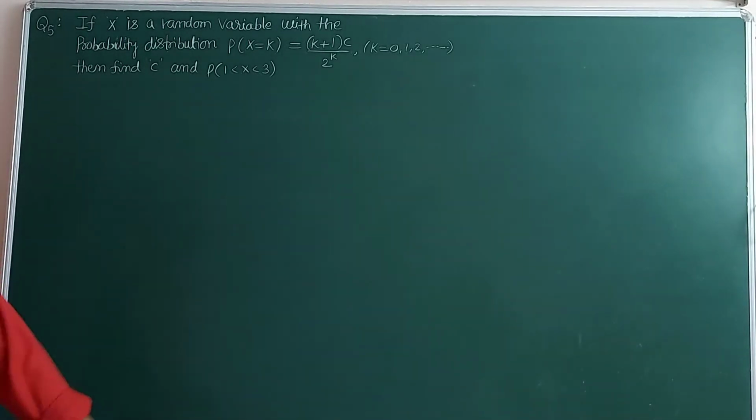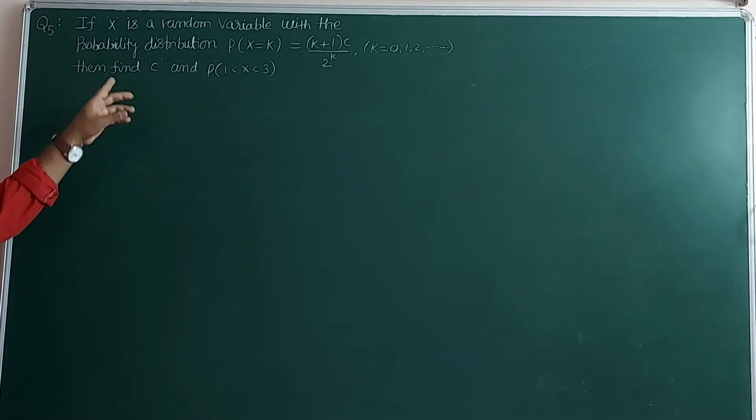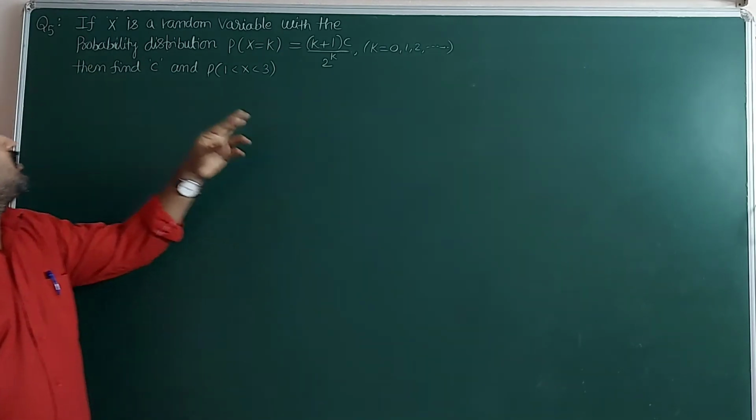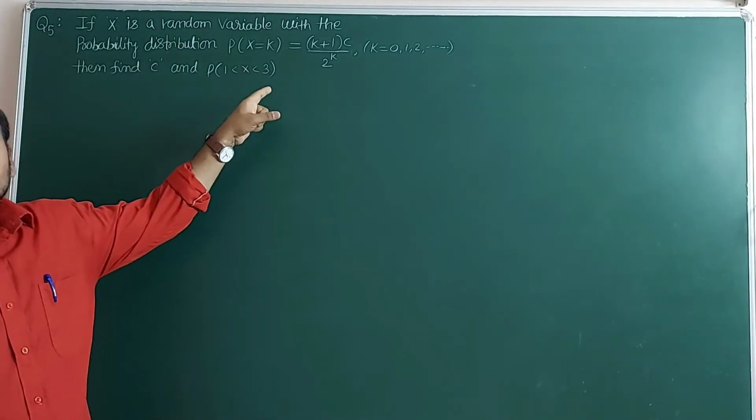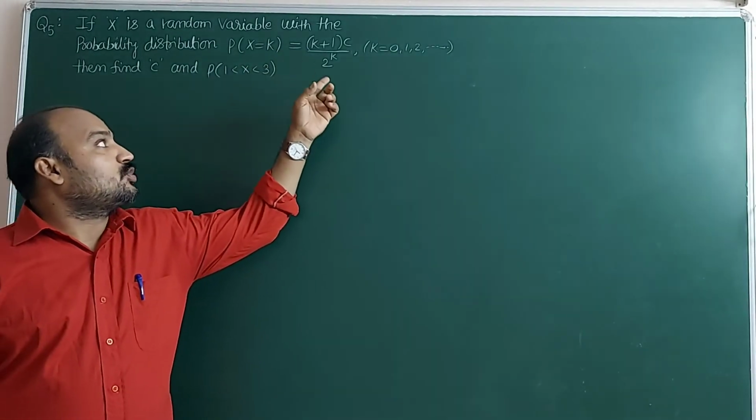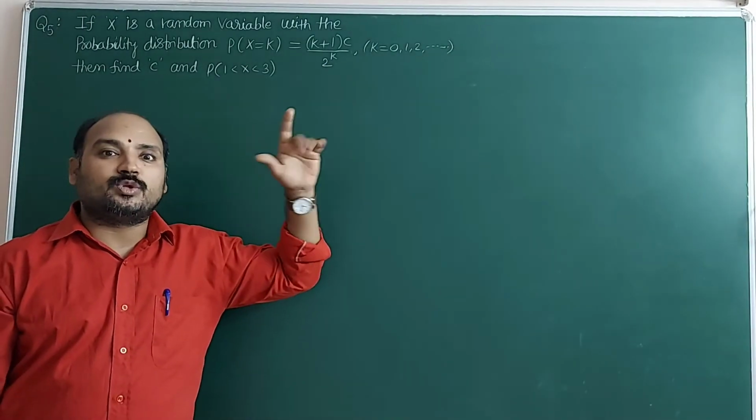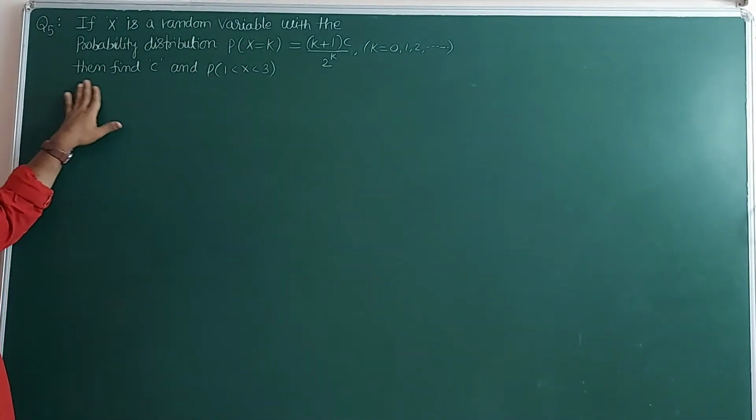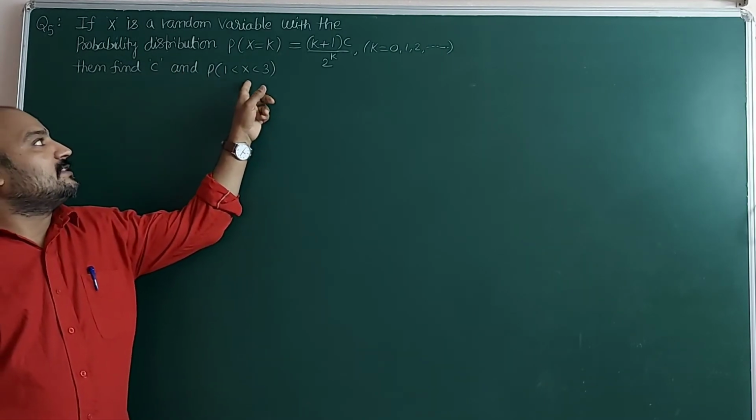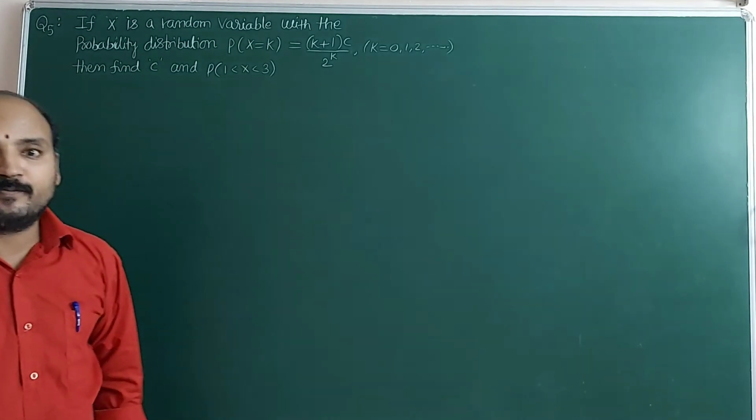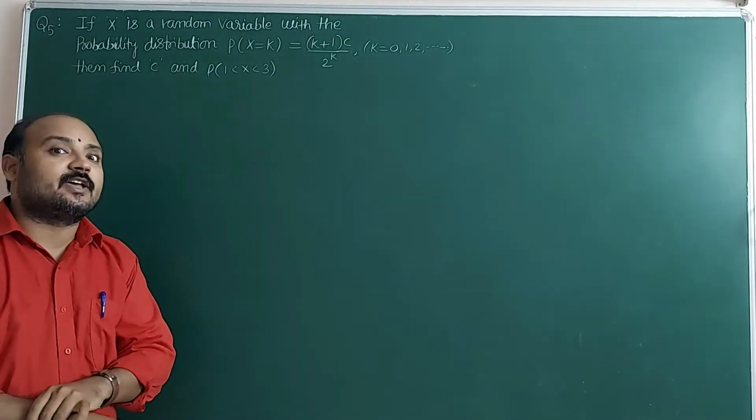The next question. If capital X is a random variable with the probability distribution P of x equal to k, which is equal to k plus 1 into c by 2 power k, where k equals 0, 1, 2, 3 and so on, then find c and P of 1 is less than x is less than 3.